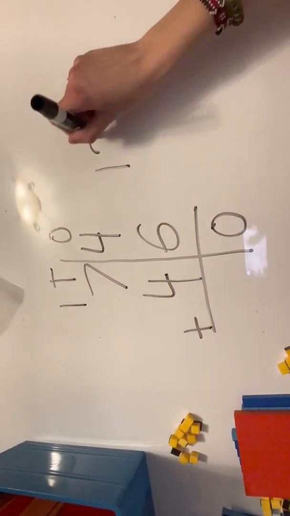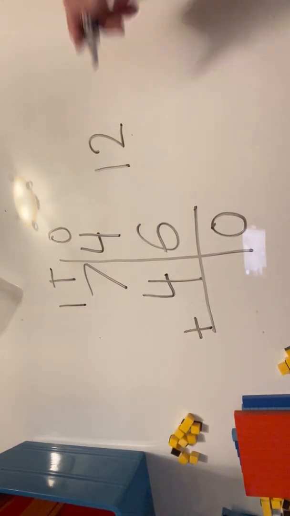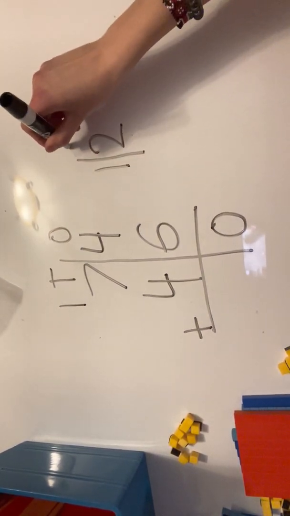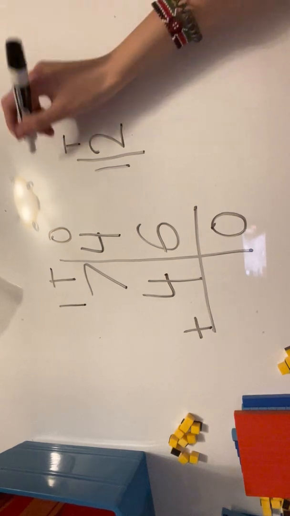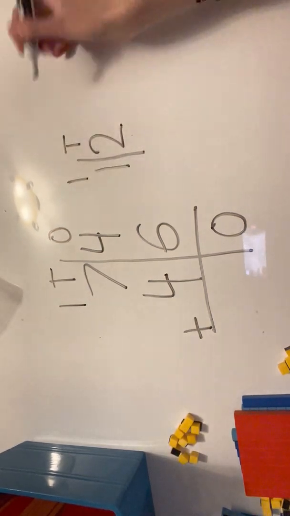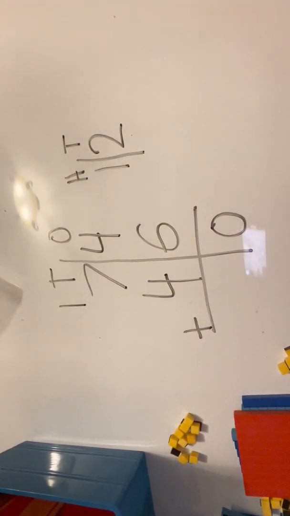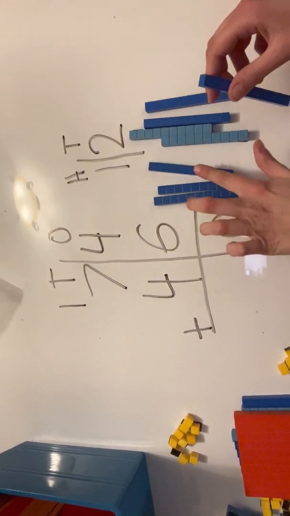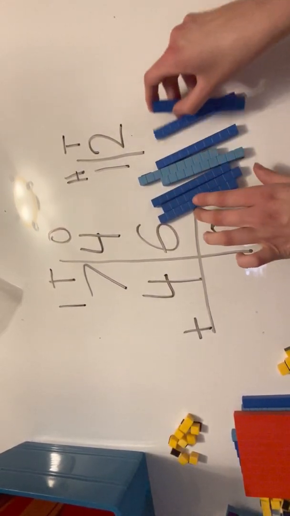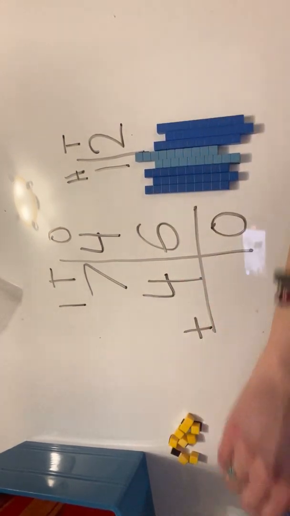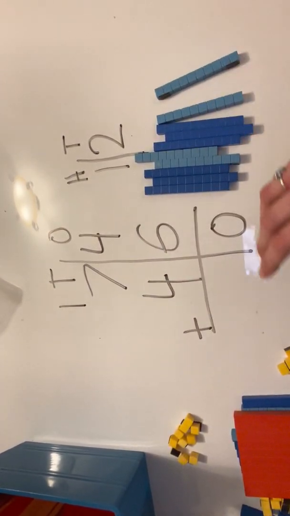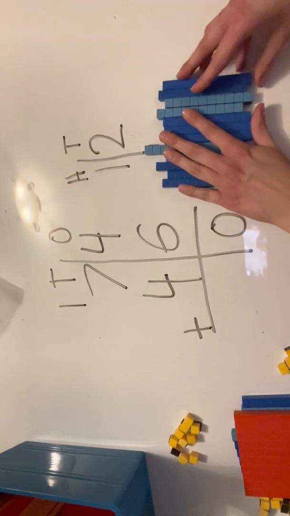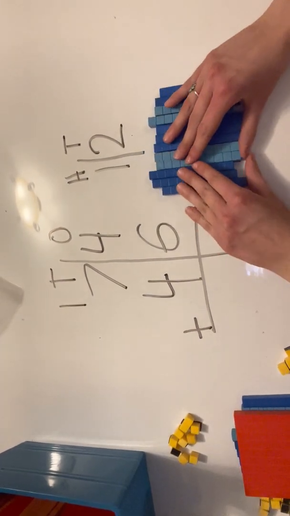Now, if I look at my 12, remember, I have 12 tens. So if I have 12 tens, that means I have 2 tens and 100. We could look at that. Let me show you that because this one is a little bit more tricky than our tens and our ones. So let me count out 12 tens. 1, 2, 3, 4, 5, 6, 7, 8, 9, 10, 11, 12. Okay, so I have 12 tens right here.